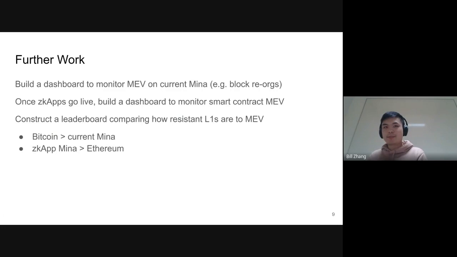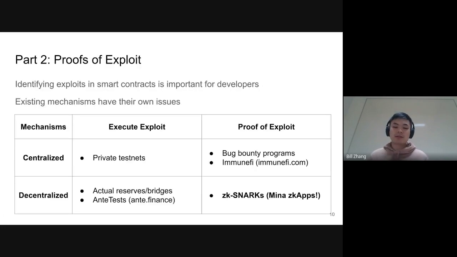Okay, then I'll continue to what I worked on for the second half, or I guess the last 3 or 4 weeks, which is this proof of exploit idea for Mina ZK apps. In particular, the use case here is there are a lot of smart contracts that are going to be developed on Mina, as well as other L1s, and identifying exploits in those smart contracts is very important for developers.